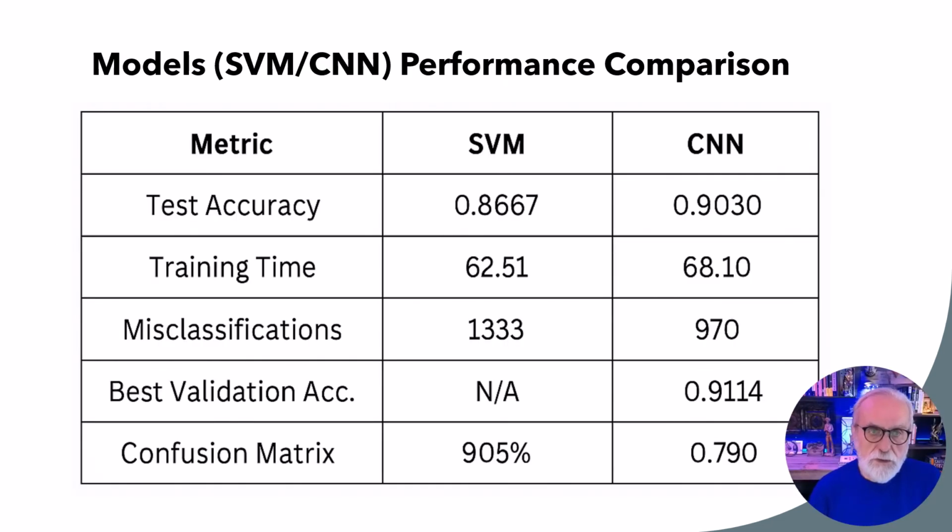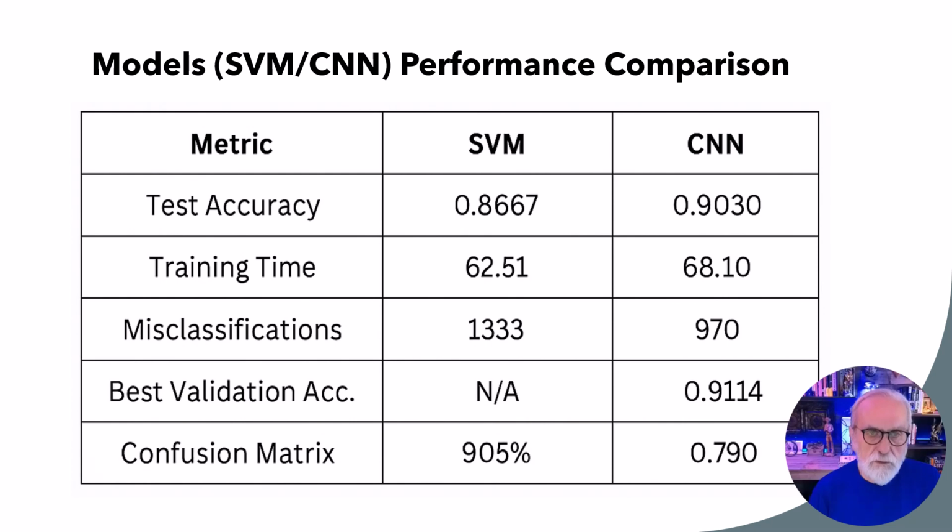This slide summarizes the side-by-side performance of the SVM and CNN models. First, looking at test accuracy, the CNN achieved a significantly higher score of 90.3% compared to 86.7% for the SVM. This highlights the CNN's ability to leverage the spatial structure of image data for more accurate predictions. Training time was relatively close. The SVM model trained in about 62.5 seconds, while the CNN completed training in 68.1 seconds. Despite the slightly longer training, CNN delivers noticeably better classification performance.